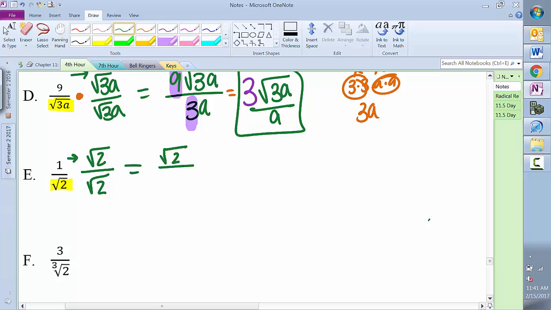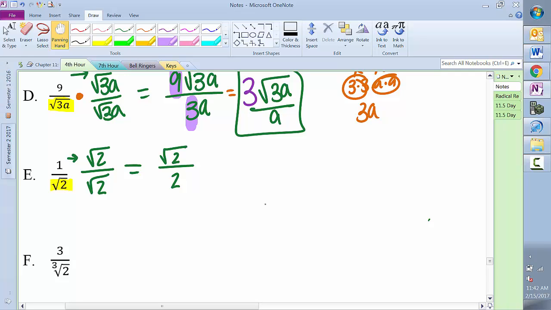See if you remember the trick. Radical 2 times radical 2 is just what? Radical 4, which is 2. Remember the trick. It's just whatever's inside. If you can't see that, that's okay.